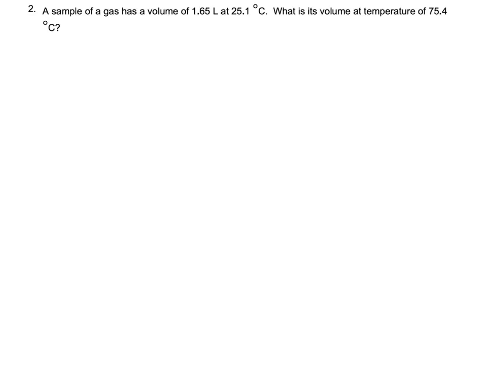Alright, in our practice problem number 2, we're given that a sample of gas has a volume of 1.65 liters at 25.1 degrees Celsius. You need to know that 25.1 degrees Celsius is temperature. It asks us what the volume is, so there's our unknown, at a temperature of 75.4 degrees Celsius. Alright, so givens, we have an initial volume, and we know this is the initial volume because it says that the sample of gas has this, and then it asks us a question as the temperature changes. So we know the initial volume is 1.65 liters.